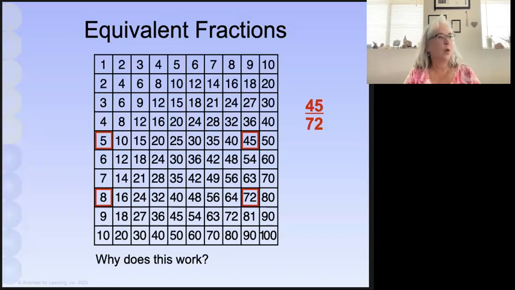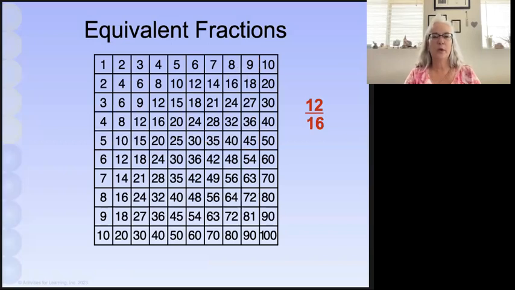Now, some of you are wondering, okay, why does this work? This is really, really cool. Well, what I'm doing, remember, they have to be in the same column. It's because I'm dividing them both by 9. So 45 divided by 9 is 5. 72 divided by 9 is 8. Because we've told the kids you have to find common factors, and they're like, I don't know what you're saying. But here I can see why it works. This shows why it works.